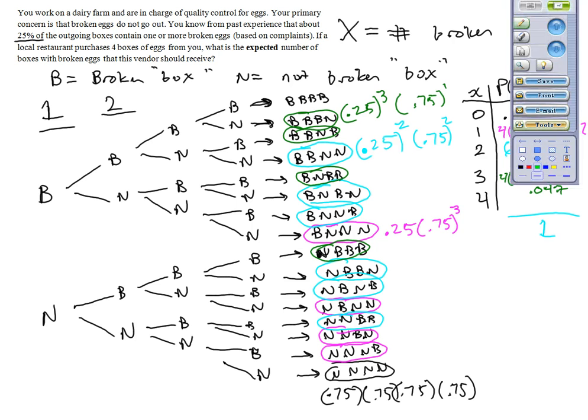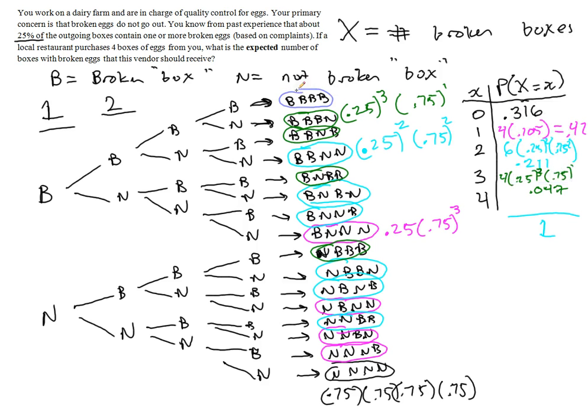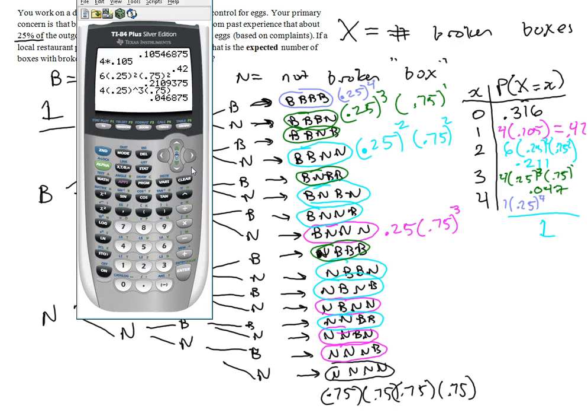And well, there's only one situation in which you get all 4 broken, and that's right there. The chance that 1 is broken is 25%, times 0.25 times 0.25 times 0.25 is really just 1 multiple of 0.25 to the 4th power. And that's going to be 0.25 raised to the 4th power gives us 0.004.